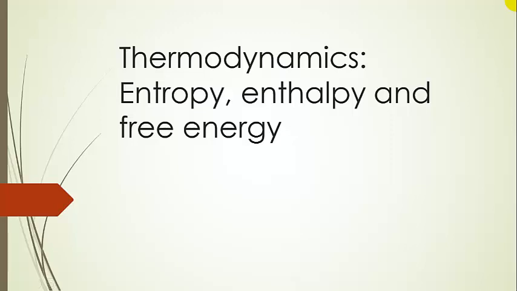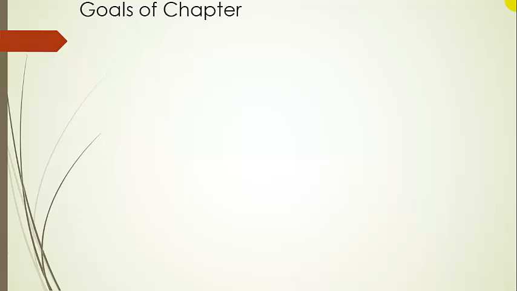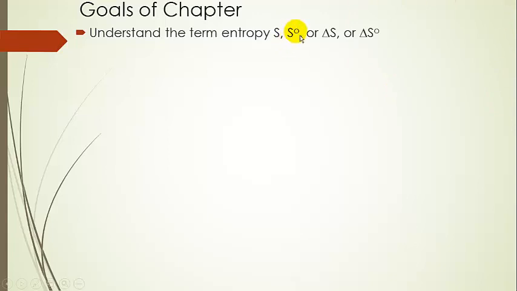This chapter deals with thermodynamics, entropy, enthalpy, and free energy. The goals of this chapter are to understand the term entropy, which is abbreviated S, or S naught, where naught means under standard state conditions, or change in entropy, where the delta symbol means changing, usually final minus initial, or the change in entropy at standard state conditions.